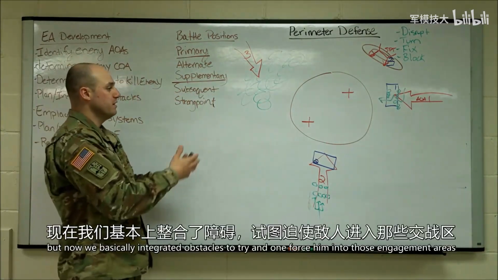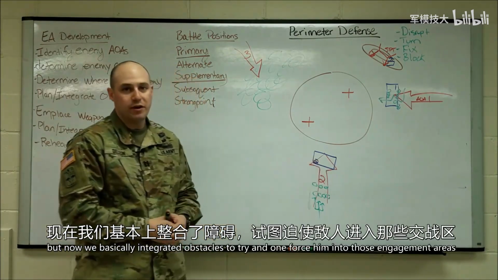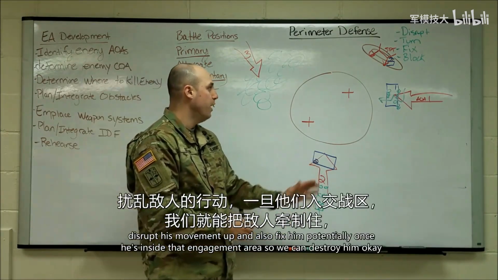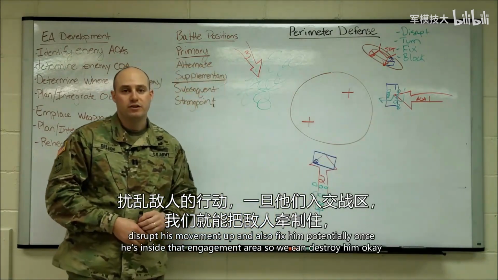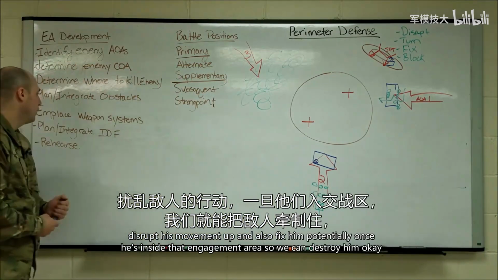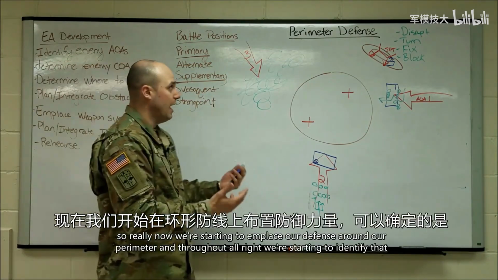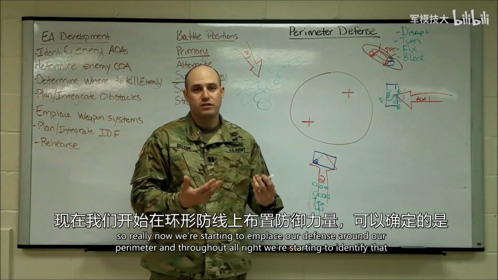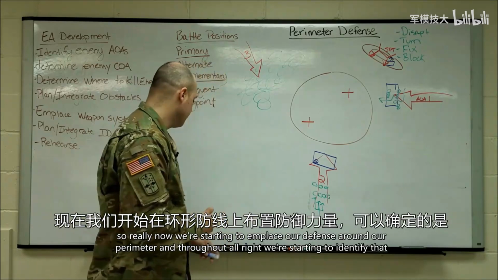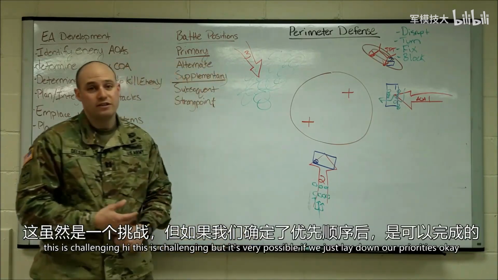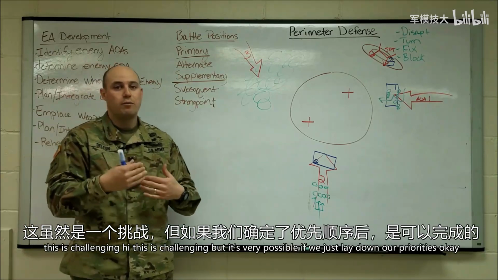Okay? But now we basically integrated obstacles to try and, one, force him into those engagement areas, disrupt his movement, and also fix him potentially once he's inside that engagement area so we can destroy him. Okay. Now we want to emplace our weapon systems. So really now we're starting to emplace our defense around our perimeter and throughout. All right, we're starting to identify that. This is challenging, but it's very possible if we just lay down our priorities.